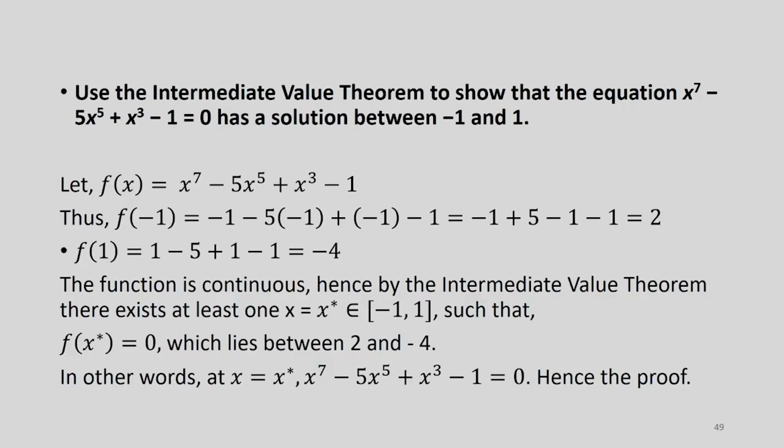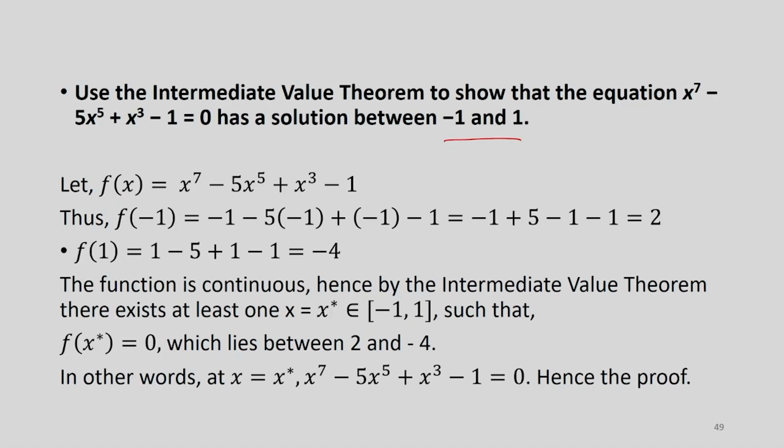So, the problem is this: use the intermediate value theorem to show that the equation x to the power 7 minus 5x to the power 5 plus x cube minus 1 is equal to 0 has a solution between minus 1 and plus 1. Now, this equation is given to us. We have to show that there is a solution to this equation in a particular interval.